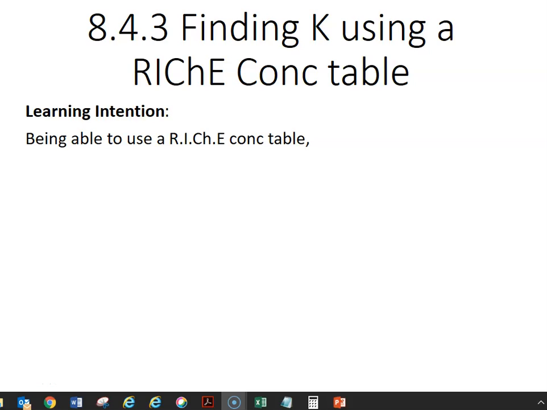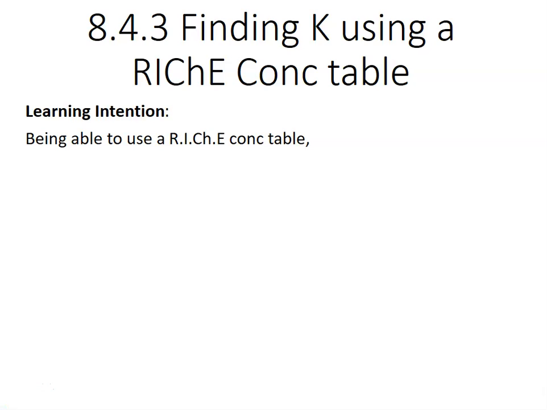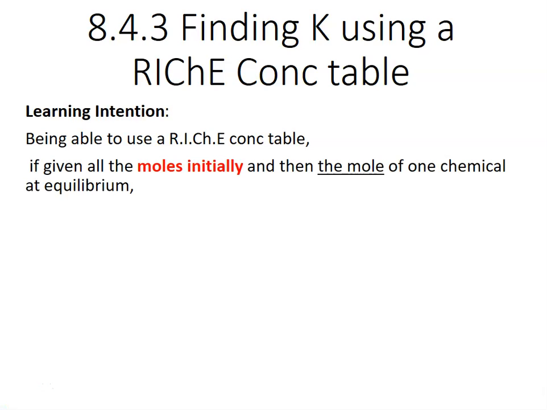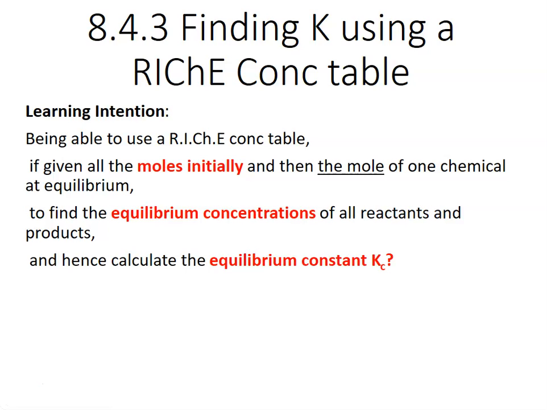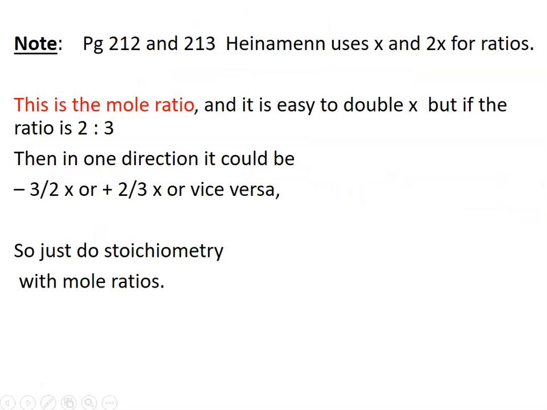Okay, finding K using a RIChE Conc table. Being able to use a RIChE Conc table, if you're given the moles initially before you reach equilibrium and the moles of one of the chemicals at equilibrium, then in order to find K, you need to set it up so that you can work out the equilibrium concentrations of all reactants and products, and then you can find K. So the information that we have is the moles before it reaches equilibrium, and then the moles of at least one chemical at equilibrium.